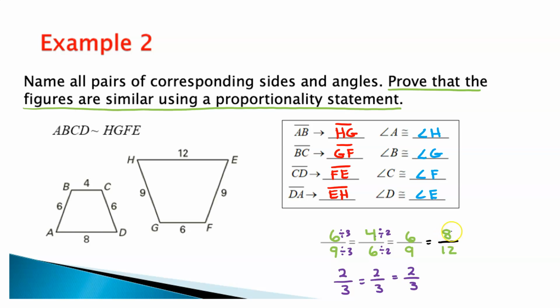What about the last fraction when we simplify it? 8 and 12, I can simplify by 4. Divide top and bottom by 4. 8 divided by 4 is equal to 2. 12 divided by 4 is equal to 3. So take a look at that proportionality statement. I have 2/3 is equal to 2/3 is equal to 2/3 is equal to 2/3. Okay, so that is how we prove that, hey, these two polygons are actually similar.